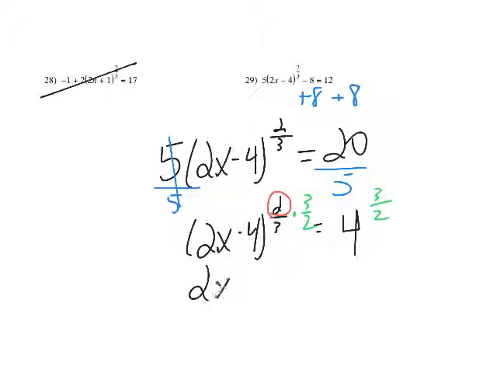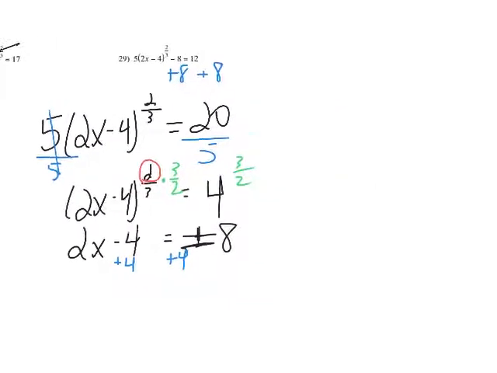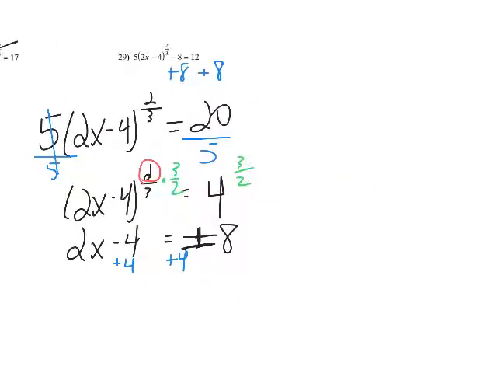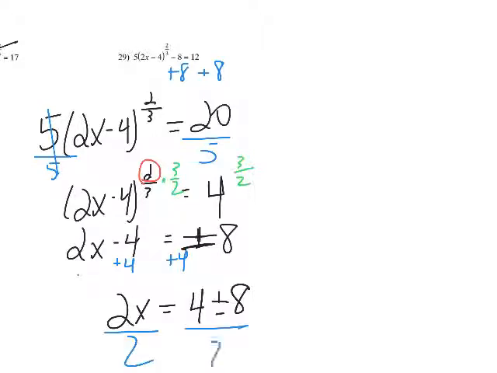So 2x minus 4 equals positive negative 8. Add 4 to both sides. I'm going to put my 4 in front, and I'm also going to shrink some of this down so I have some space to write. So we've got 2x equals 4 plus or minus 8. You are going to divide everything by 2. Divide this whole side by 2.